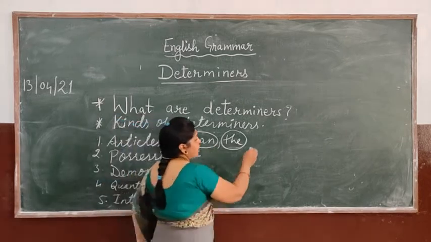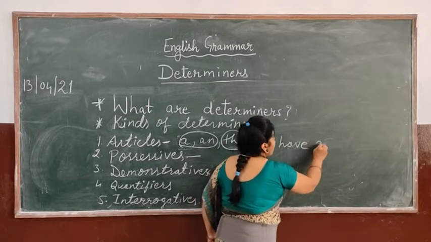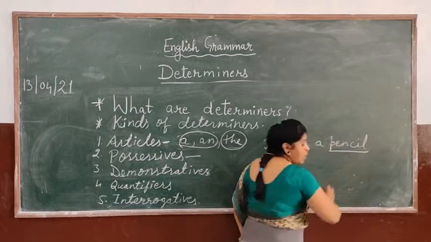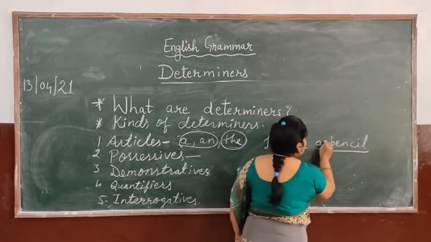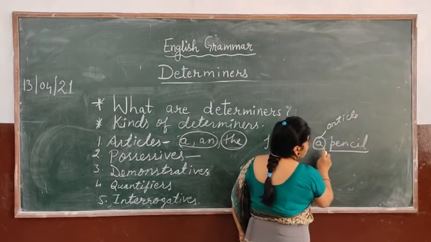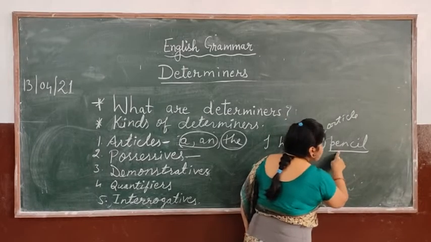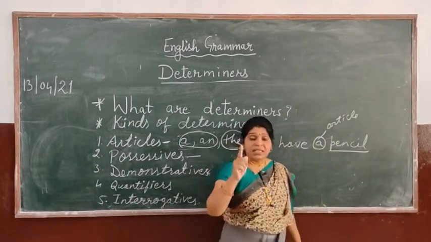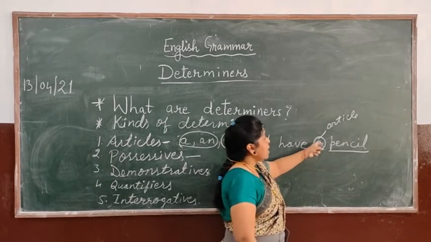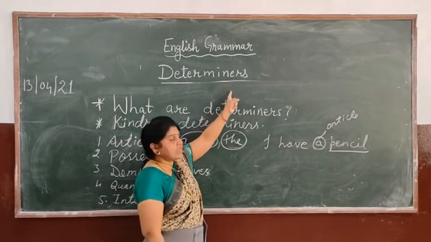I'll give you an example. Suppose that I have a pencil. See here. Pencil is a noun, right? And a is an article. This particular word a is qualifying the pencil. It is telling that the pencil is one. Clear? So we say a is an article. Article is a part of determiner.